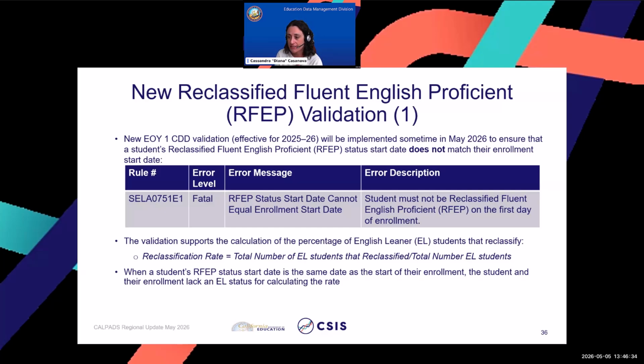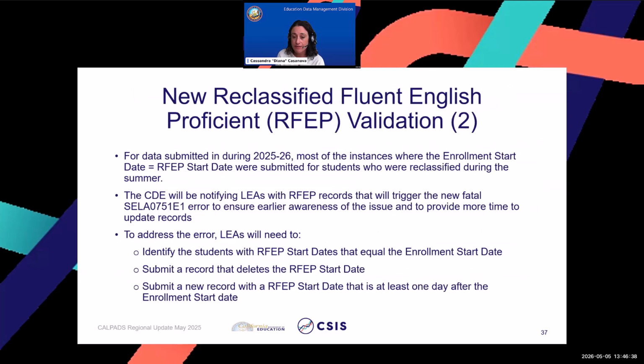Okay, so we're finding that for data submitted during the 25-26 school year, so this school year, most instances where the enrollment start date equals the RFEP start date, it's for data submitted for students who reclassified during the summer. The CDE will be notifying LEAs with RFEP records that are going to trigger the new fatal SELA 0751E1 error to ensure earlier awareness of the issue and to provide you time to update those records.